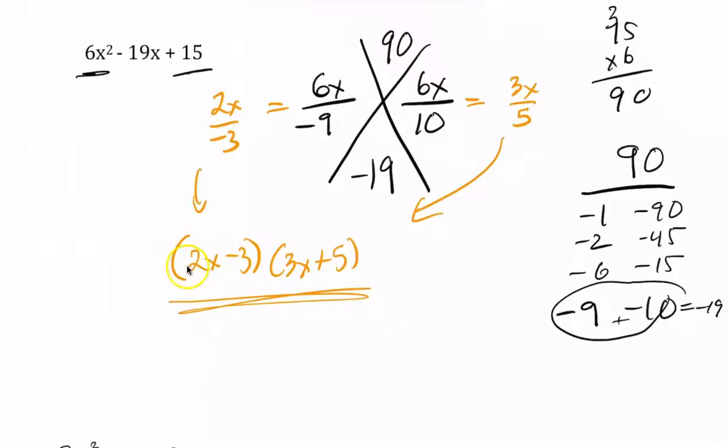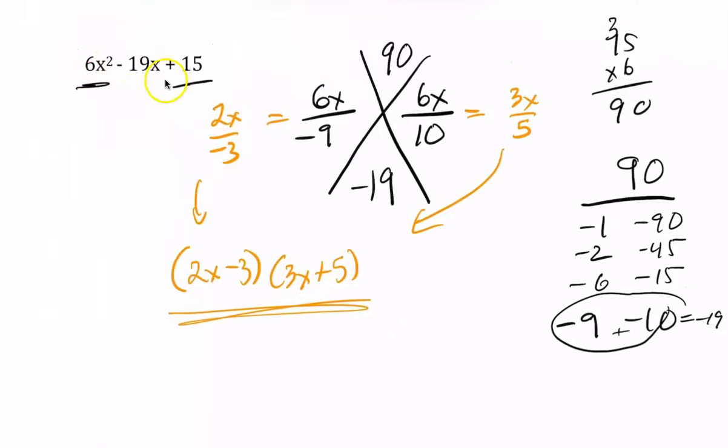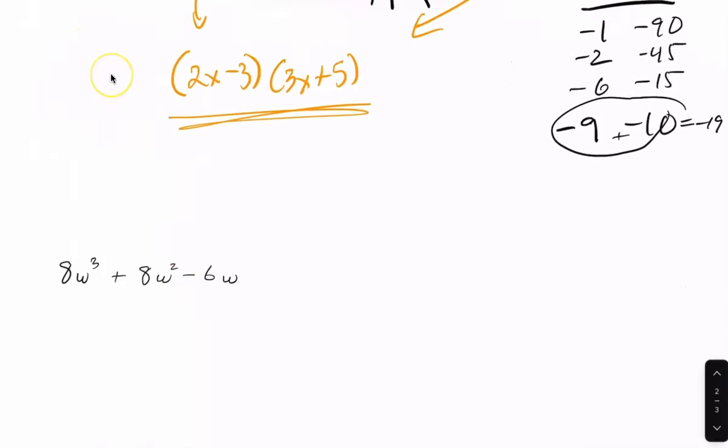And in this case, 2x times 3x will give us our 6x squared. So it does work. So this is why I think big X is actually pretty fast. Especially, I think it's the fastest and easiest way to do it with the number. Okay, let's move on to the last few.